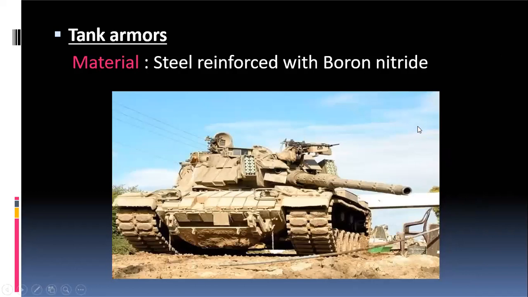Next one, tank armors. So that is used for army purposes. The material used in the tank armors is steel reinforced with boron nitride. So steel is the matrix, and it is reinforced with the boron nitride. So these are used for high stiffness in the tank armors.